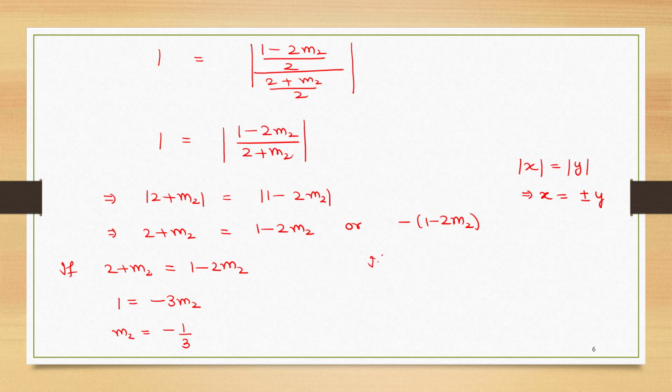And if 2 plus m2 is equal to the negative of (1 minus 2 m2), this implies 2 plus m2 is equal to minus 1 plus 2 m2. Then we get 2 plus 1, that is 3, is equal to 2 m2 minus m2, which is m2. In this case, we get m2 is equal to 3. So two different answers are possible, that is 3 and minus 1 by 3.